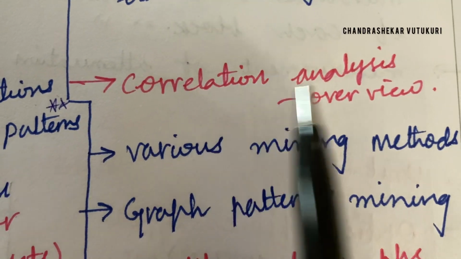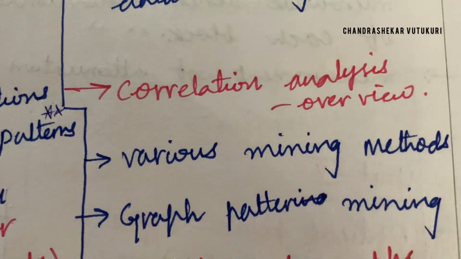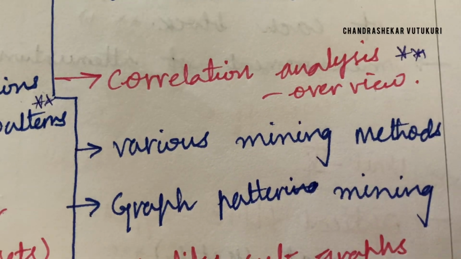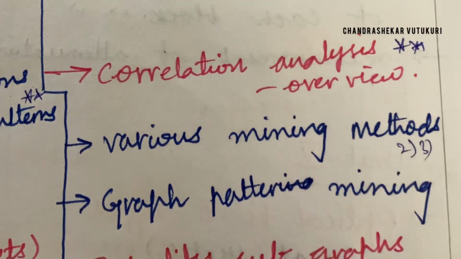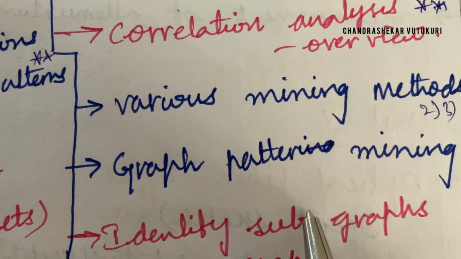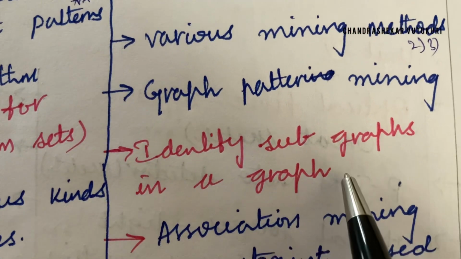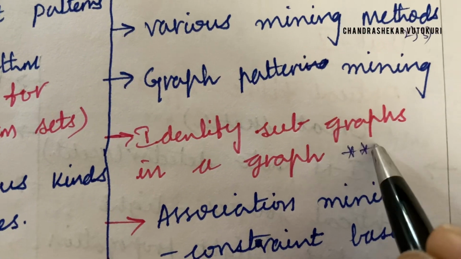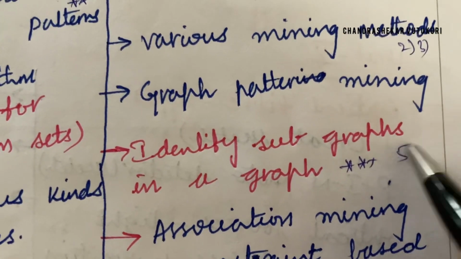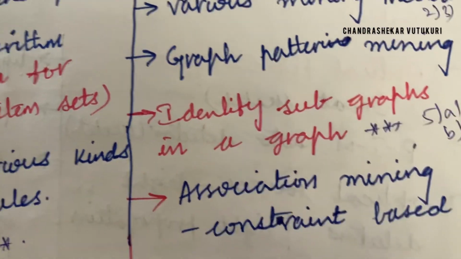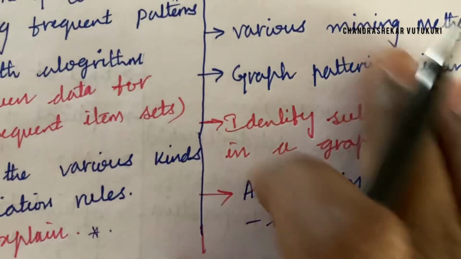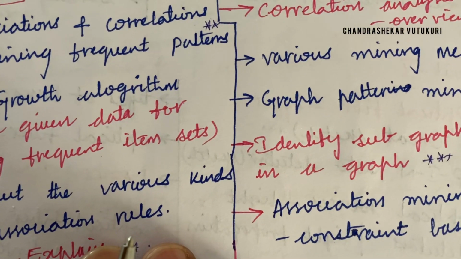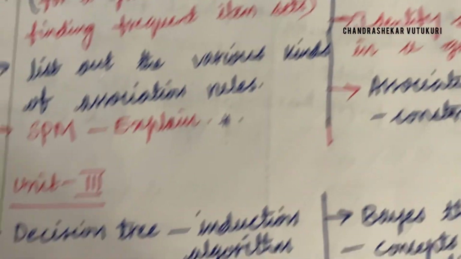Later, correlation analysis and an overview of it is said to be one of the topmost questions for 5 marks. The various data mining methods may be asked to be summarized for 2-3 marks, as well as graph pattern mining, and identifying subgraphs in a graph is also said to be one of the topmost questions under 5A as well as 5B, and association mining and the constraint based. These all are the questions for the 4A as well as 5A and B combination.